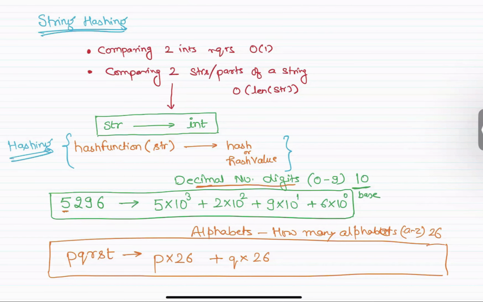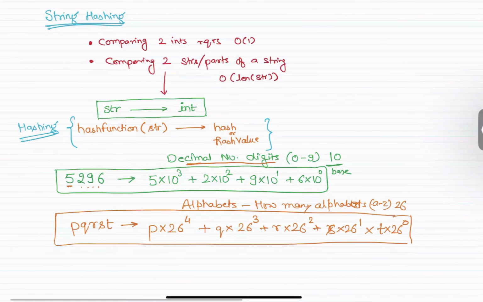Because after 5 there were 3 digits, so we wrote 10 to the power 3. After P there are 4 alphabets, so we write power 4. Then power 3, 26 to the power 2, S into 26 to the power 1, and T into 26 to the power 0. This is a simple way we can write a string and get a number.